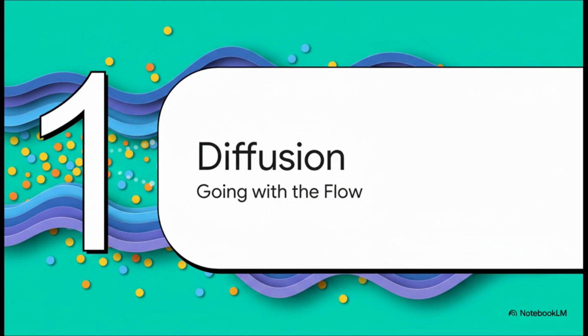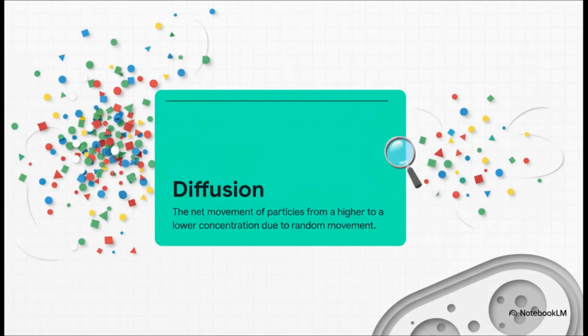First up, we've got the simplest method of all, diffusion. This is kind of like the default setting for how small particles get across the membrane. And the best part for the cell? It's totally passive. It costs absolutely zero energy. Okay, that sounds super technical, right? But what does it actually mean?